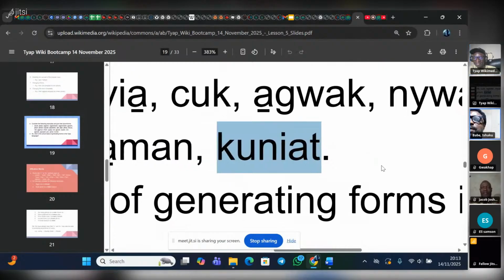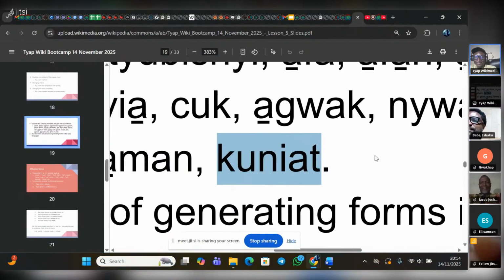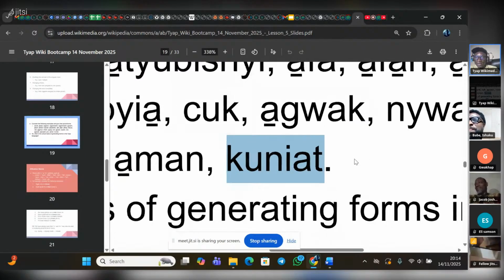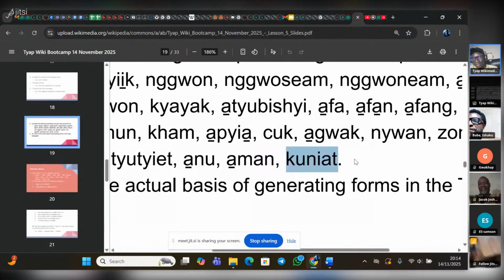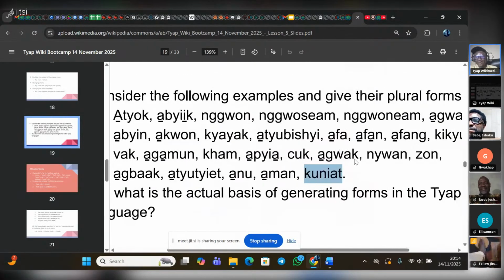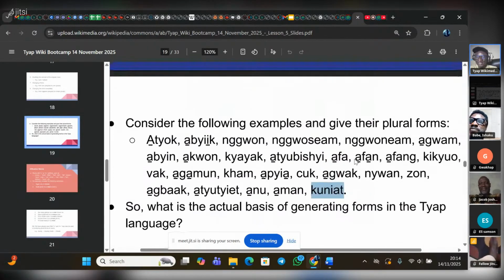I don't know the plural form of this. Actually, Nkuniatna. Okay, so Kunyatna. By the way, Gwaka has saved us. Somebody please clap for him. He has gotten almost over 80% of the whole thing.